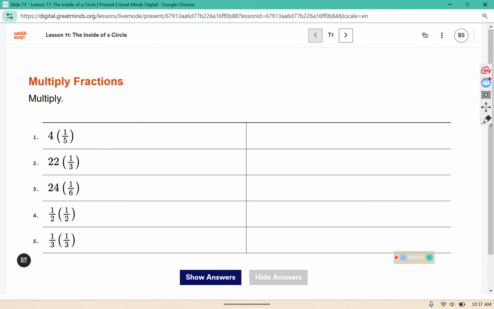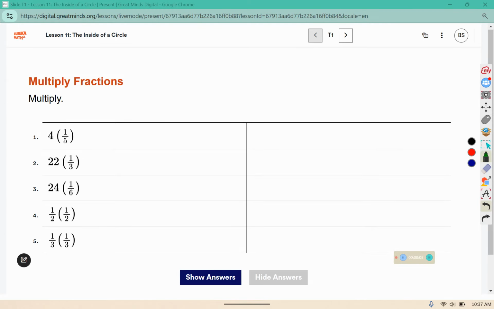Here we are going to multiply. Anytime you have a whole number, don't forget there's an invisible 1 underneath. You're going to multiply the numerators together. So 24 times 1 is 24. And 1 times 6 is 6.